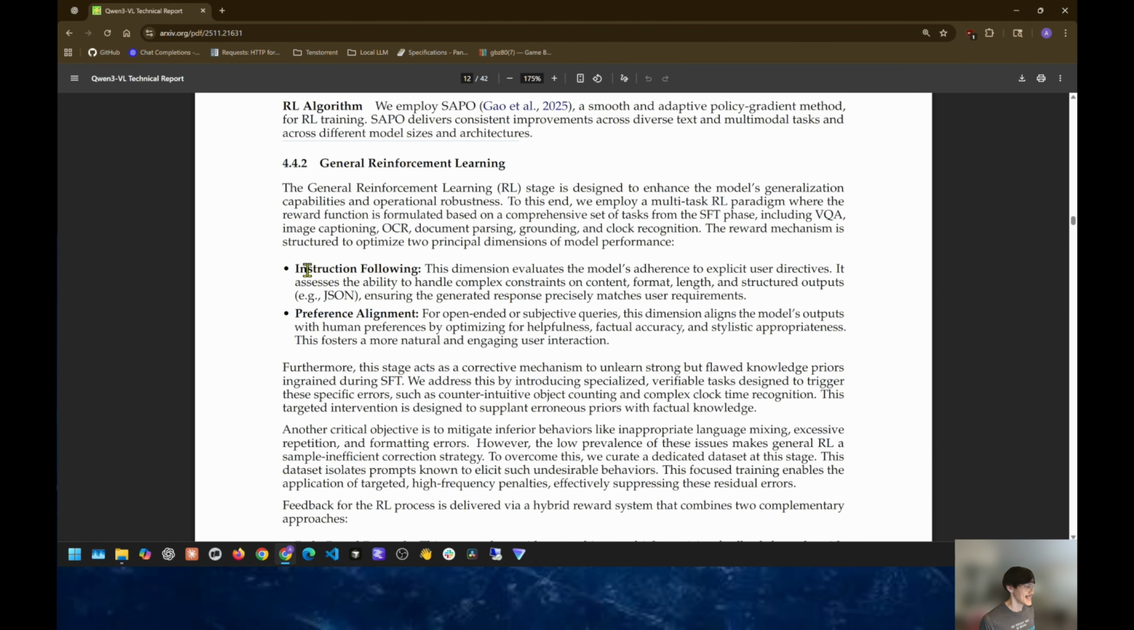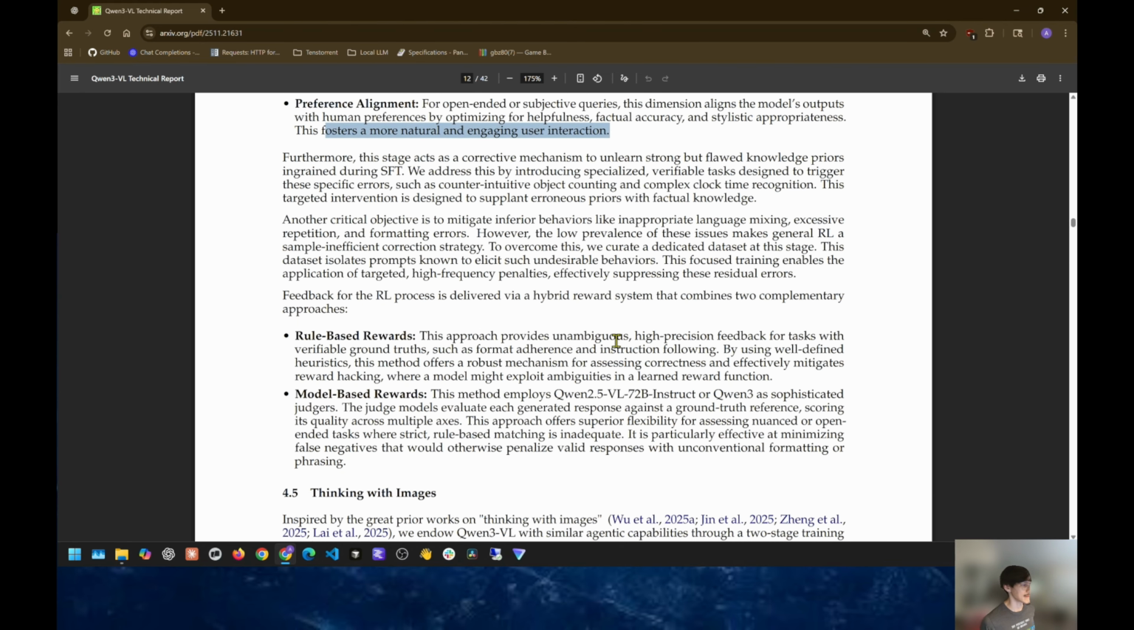Okay, anyway, instruction following. This dimension evaluates the model's adherence to explicit user directives. It assesses the ability to handle complex constraints on content, format, length, and structured outputs, JSON, ensuring the generated response precisely matches the user requirements. Reference alignment. For open-ended or subjective queries, this dimension aligns the model's outputs with human preferences by optimizing for helpfulness, factual accuracy, and stylistic appropriateness. This fosters a more natural and engaging user interaction.